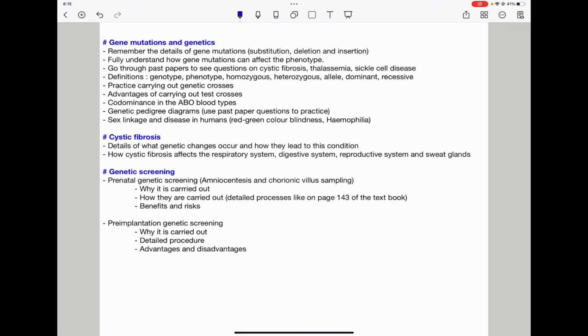Lastly, we need to talk about genetic screening. Of course, they're going to ask you about prenatal or pre-implantation genetic screening. We need to know why prenatal genetic screening like amniocentesis and chorionic villus sampling are carried out. You need to look in your textbook on page 143 and understand fully the details of that. And you need to know the benefits of this genetic screening as well as the risks involved. And for pre-implantation genetic screening, again, we need to know why it's carried out, the details of the procedure, as well as the advantages and disadvantages of this method. This brings me to the end of the potential questions that I thought can come in Unit 1.